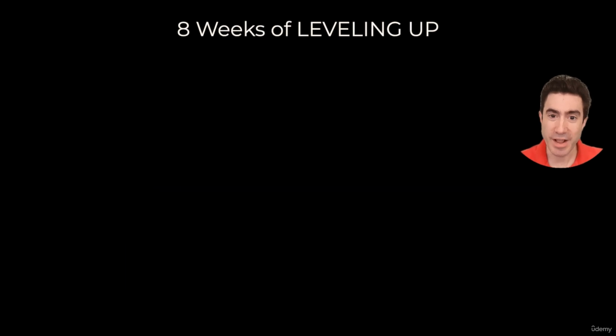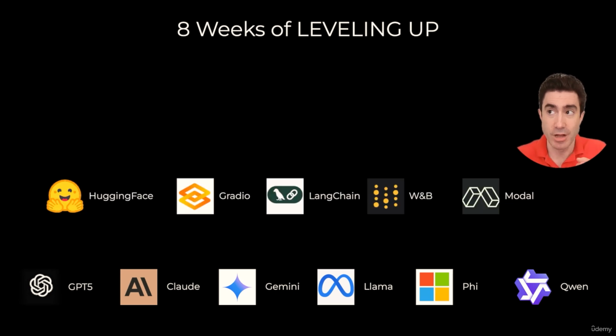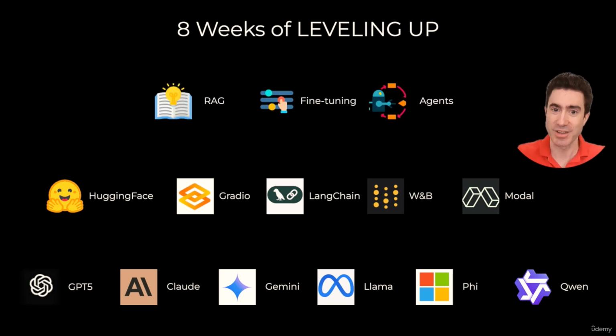And I've built a comprehensive curriculum for you throughout the next 8 weeks. And one of the things I love about it is it really builds and builds and builds. We start by covering a range of different models, different LLMs, open source and closed source. Then we cover a lot of toolkits, libraries, frameworks that use those LLMs, things like Hugging Face, Gradio for user interfaces, LangChain, Weights and Biases, Modal.com. And then building on top of that, we apply different techniques to getting the most performance out of LLMs.